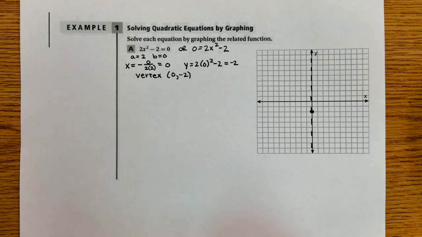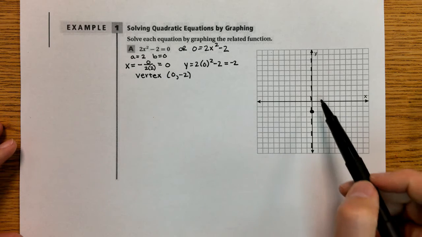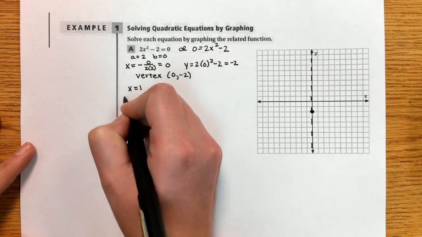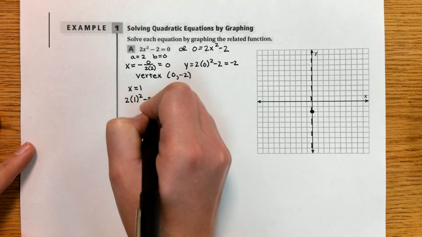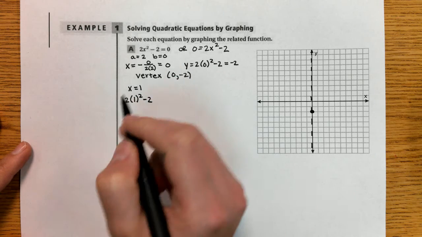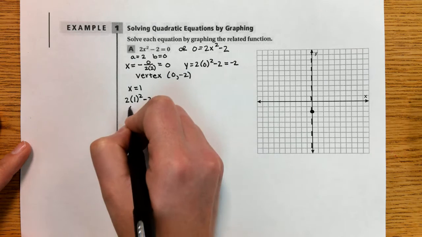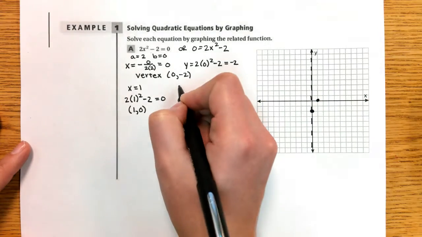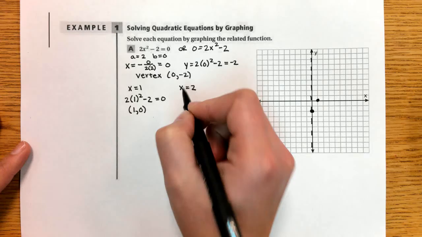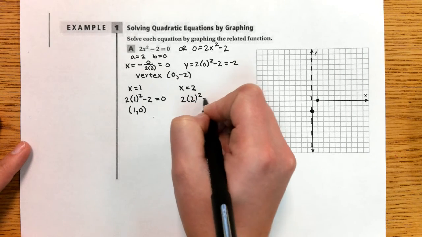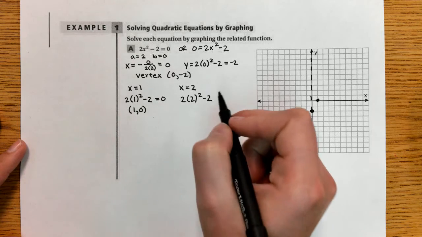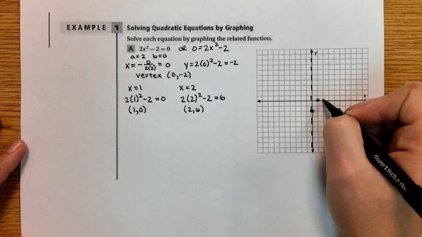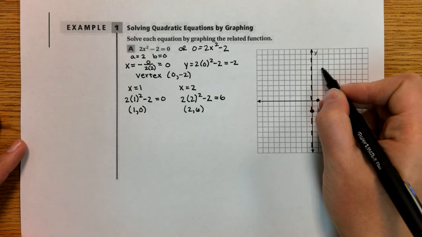So now it's helpful to get two other points. So you can substitute in 1 and 2 into this equation. So if x equals 1, we're going to have 2 times 1 squared minus 2, which will give us 0. So another point would be 1, 0. So write 1. And then if I put in x equals 2, so 2 times 2 squared minus 2. 2 squared is 4, times 2 is 8, minus 2 gives us 6. So another point would be 2, 6. So write 2 up, 1, 2, 3, 4, 5, 6.